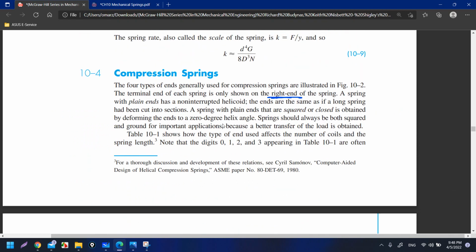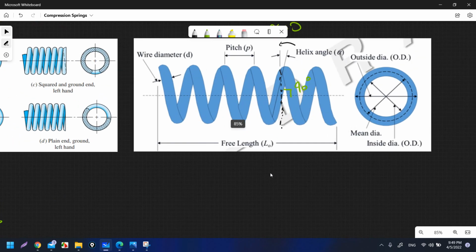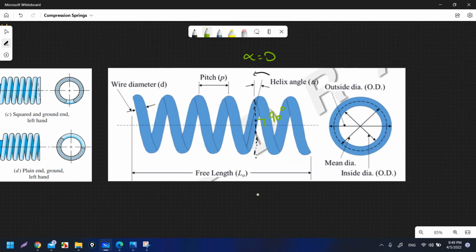What is the meaning of helix angle? We will see. Yani a spring with plain ends that are squared or closed is obtained by deforming the ends to a 0-degree helix angle, okay. I found this photo in Google. The helix angle is this angle of the spring with the vertical line, okay. This vertical line, this angle is called the helix angle, okay. So if you deform the spring, yani move it like this in order to have something like a straight line, okay, instead of this inclined shape or this positive slope, you will have a 0 helix angle, okay.